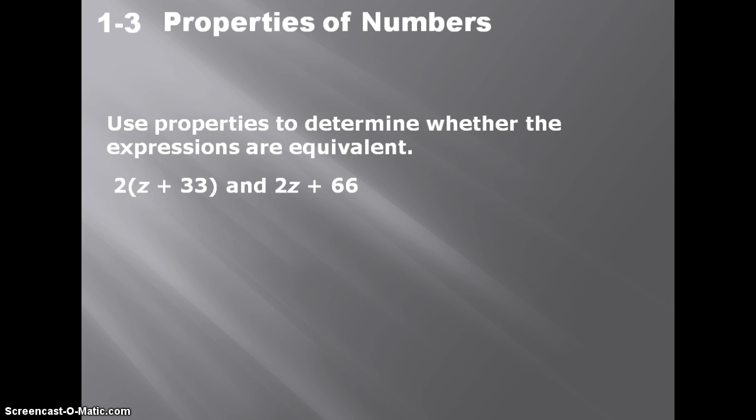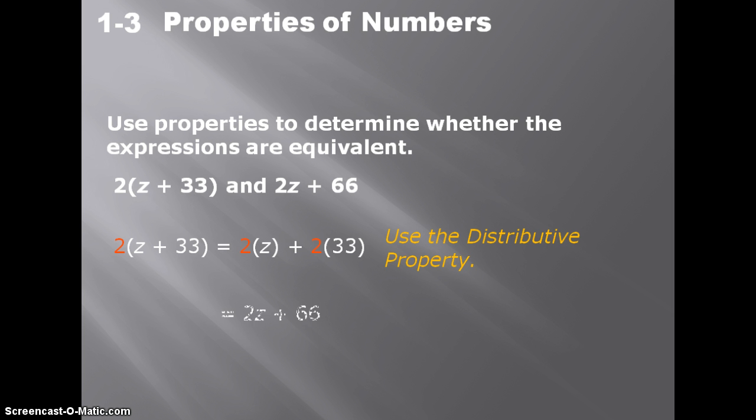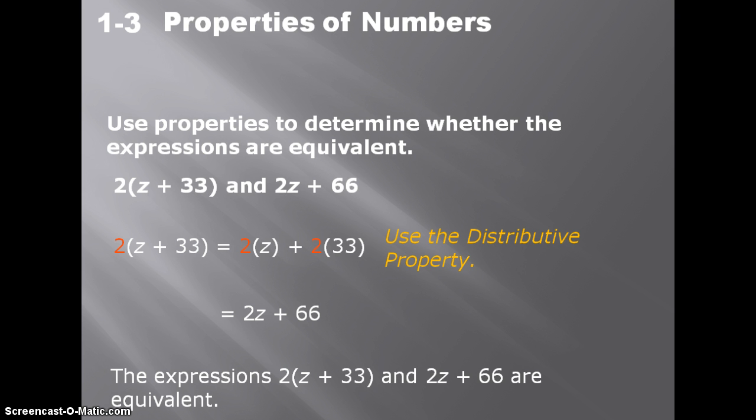Another distributive property. Let's see if 2(z + 33) is the same as 2z + 66. Before we start, take a guess as to whether you think they're equivalent or not. Okay, when we distribute 2 times z and then 2 times 33 and we add them, we get 2z + 66, so they are equivalent.